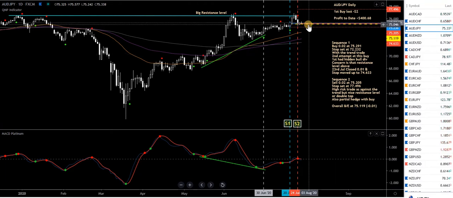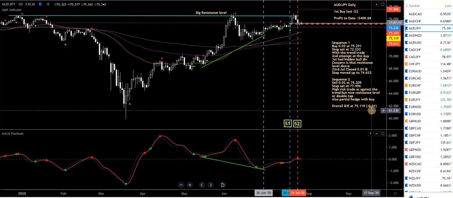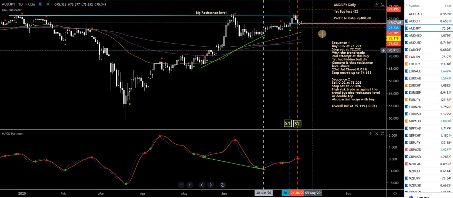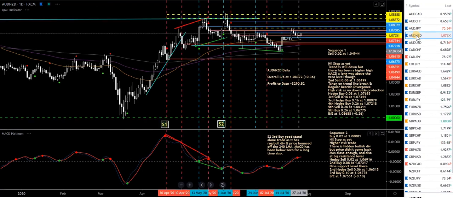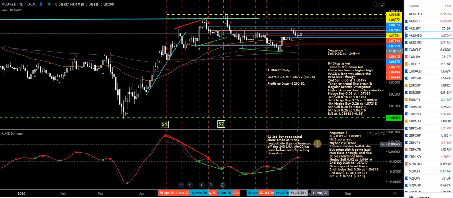Our overall break even for both trades, because I'm actually overall negative $0.01, is just below the entry there. So it's a little bit hard to see the yellow line, but we're doing all right in this pair. So that's the Aussie Yen. Aussie New Zealand, a lot of trades happening here. Can't seem to shake these sequences. Sequence 1, sequence 2.